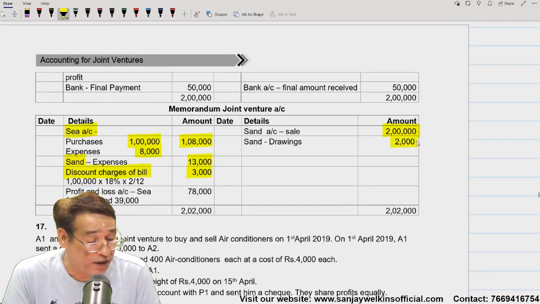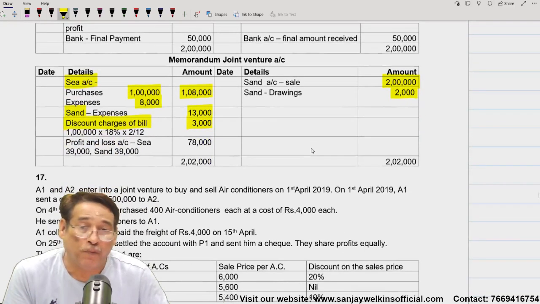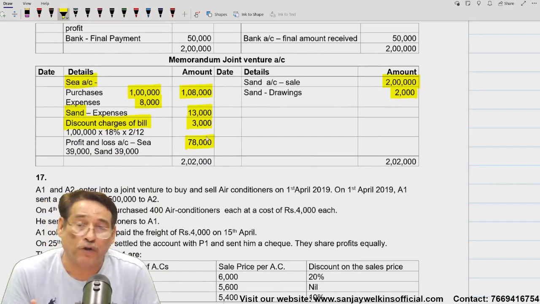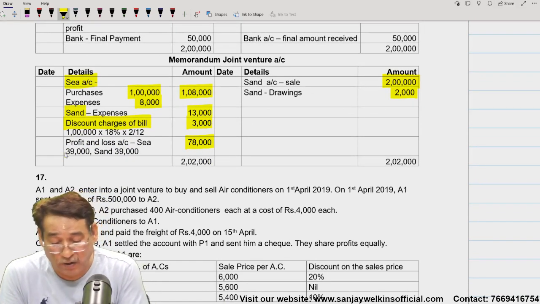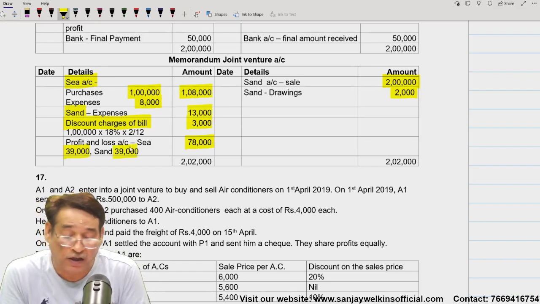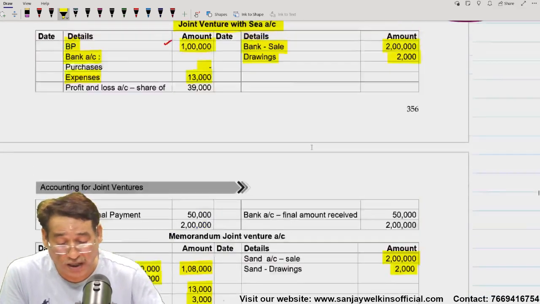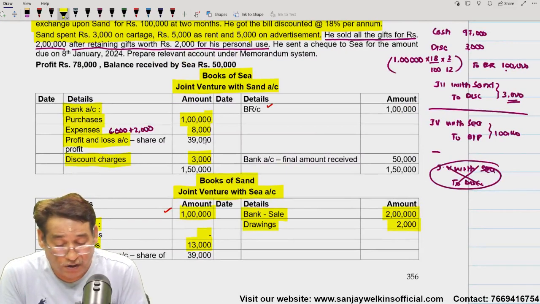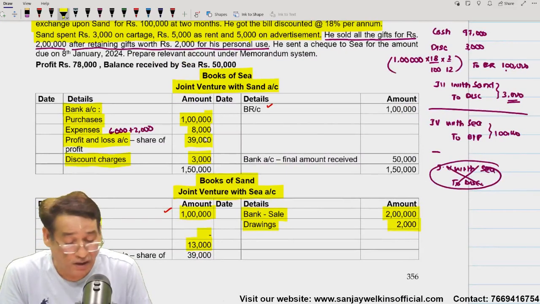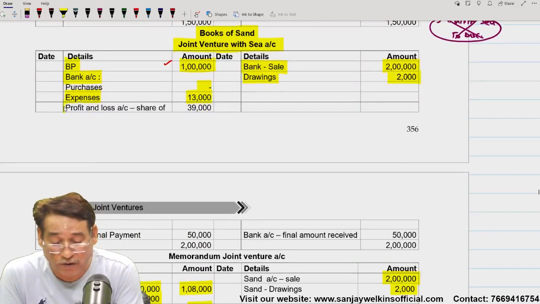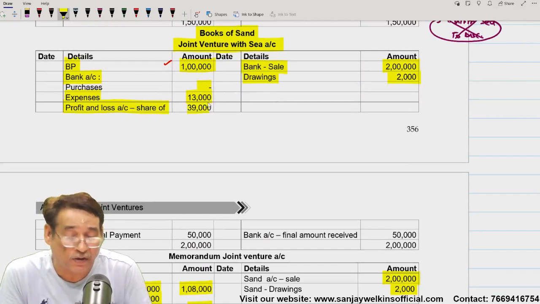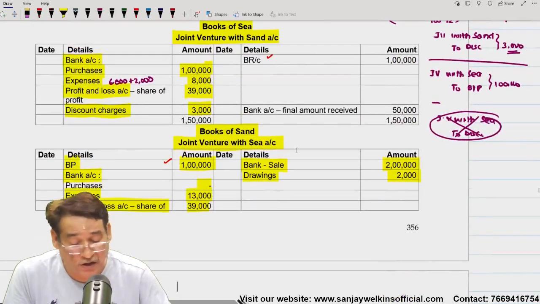Buy, sale, buy, drawing. After incorporating all the transactions, now I am going to compute the profit or loss, which is 78,000, and they are going to share it equally, 39,000. Then I am going to write in the books of C, profit and loss account, share of profit 39,000. And similarly in the books of Sand also I am going to write profit and loss account, share of profit 39,000. Then we will balance each other.